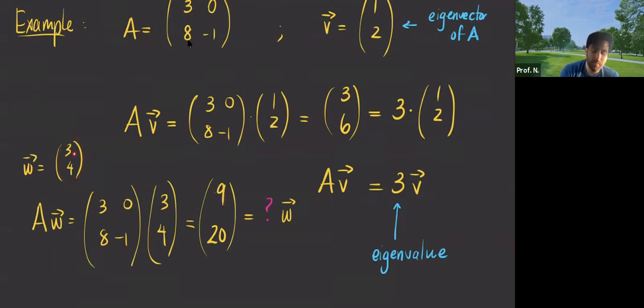Well, to get 3 to become 9, you have to multiply by 3, correct? But 4 times 3 does not give me 20. So then what do we say? 3/4 is not, do you guys see that? Is not an eigenvector of A. Why is it not an eigenvector? Because when I multiply A by that vector, I don't get a scalar multiple of that vector.